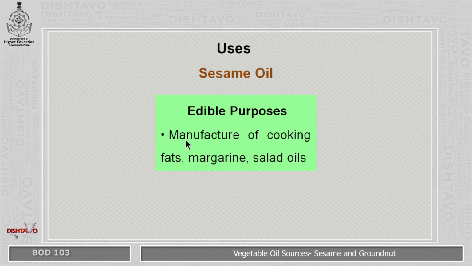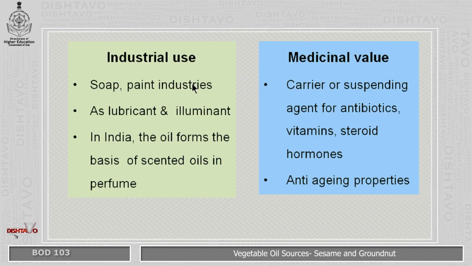Then the uses of sesame oil. For edible purposes, it is used in the manufacture of cooking fats, margarine and as salad oils. Industrially, it is used in soap and paint industries, as a lubricant and an illuminant. In India, the oil forms the basis of scented oils in perfume. Medicinally, it is used as a carrier or suspending agent for antibiotics, vitamins and steroid hormones. It also has anti-aging properties.